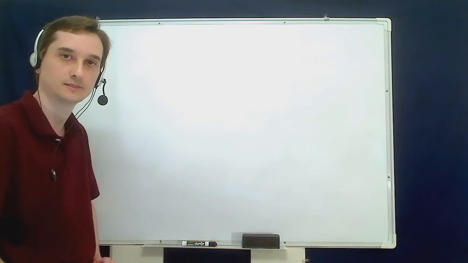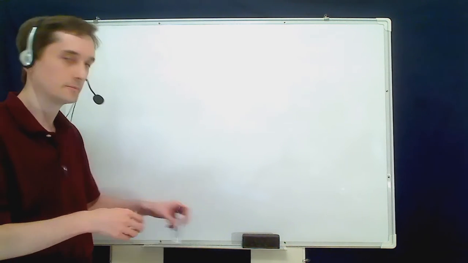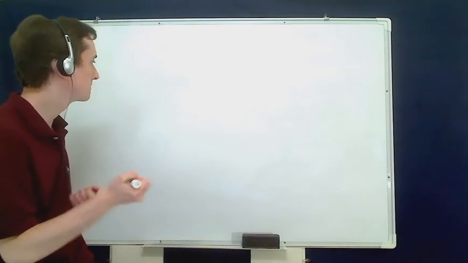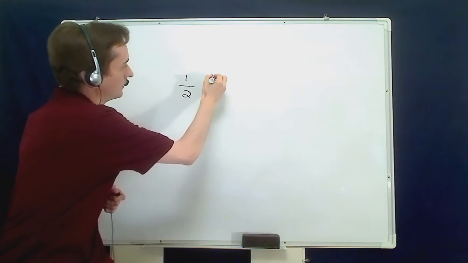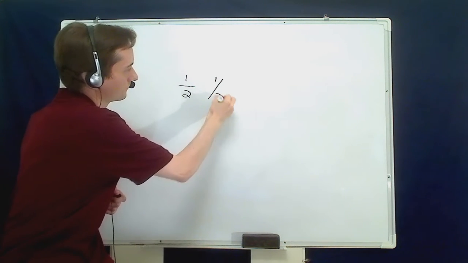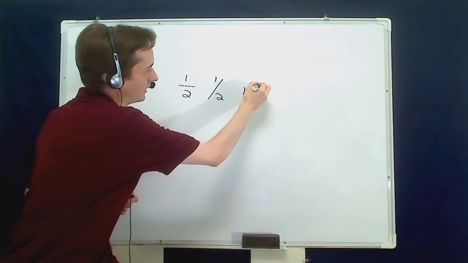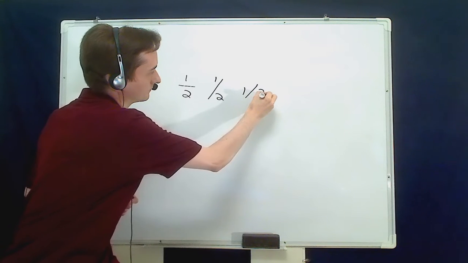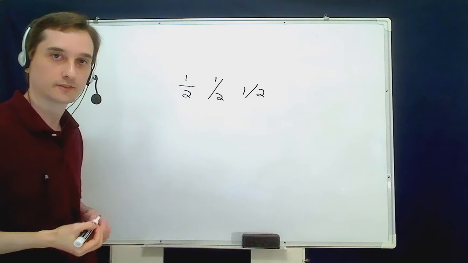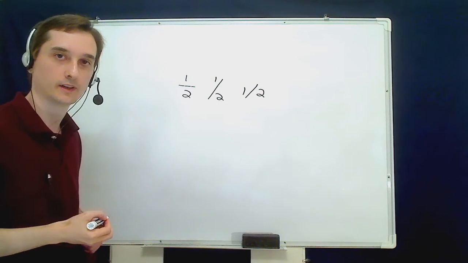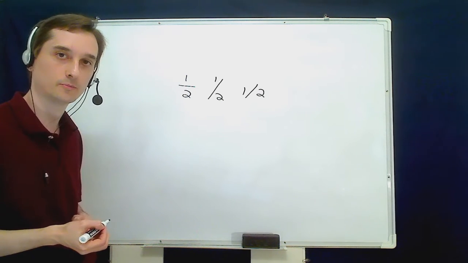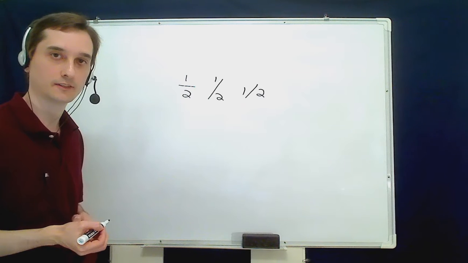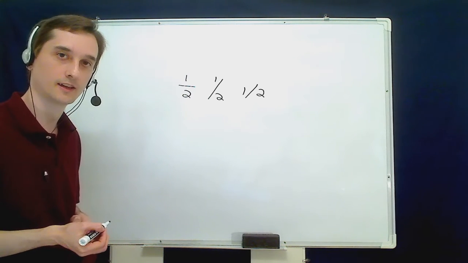A fraction is a pair of numbers separated by a line, either like this, or like this, or like this. And the purpose of fractions is to represent values between 0 and 1. Any value between 0 and 1 can be thought of as a number of equal parts, and each part can divide into 1 a whole number of times.